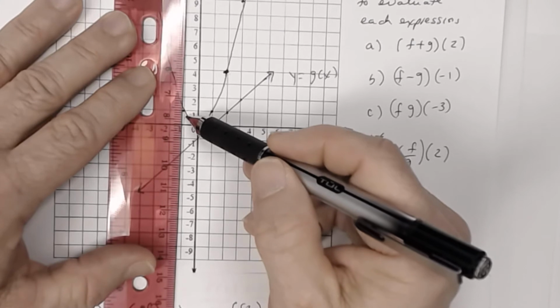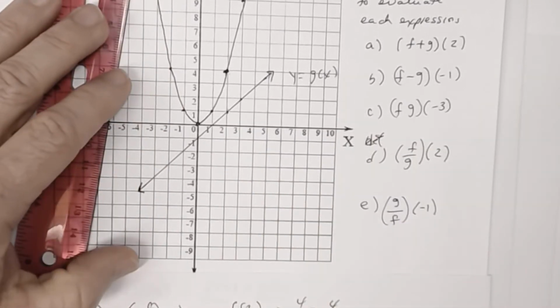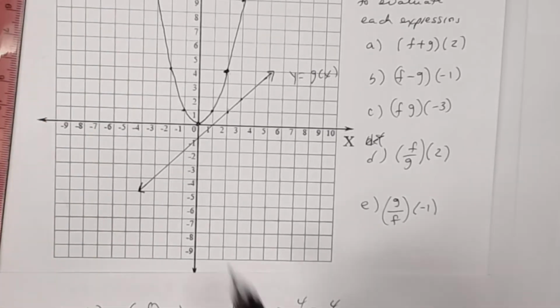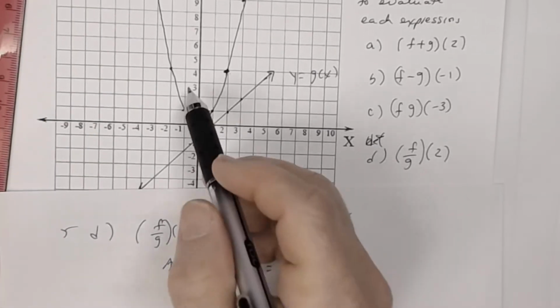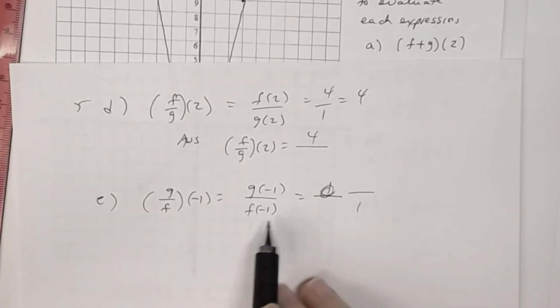So this y value, when x is negative 1, is 1. So I get 1 up here. Oops, sorry. That's down here. Okay, so f of negative 1 is 1. Be careful, make sure you put it in the right place, okay?